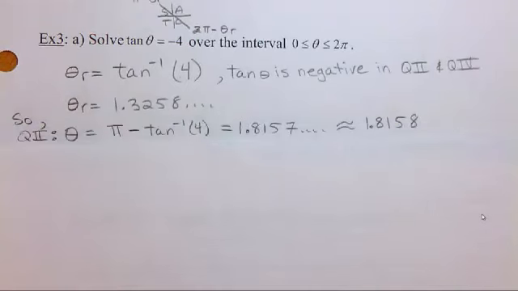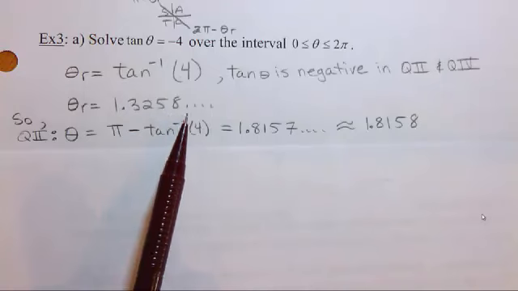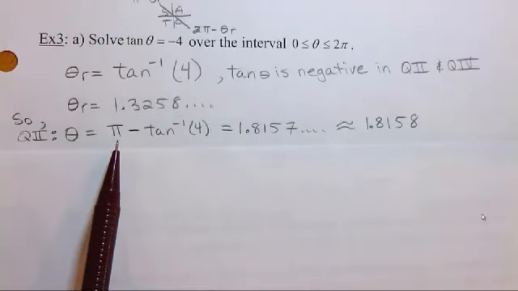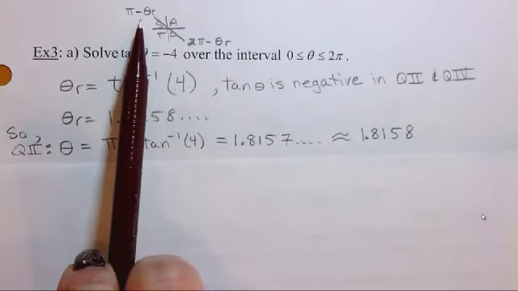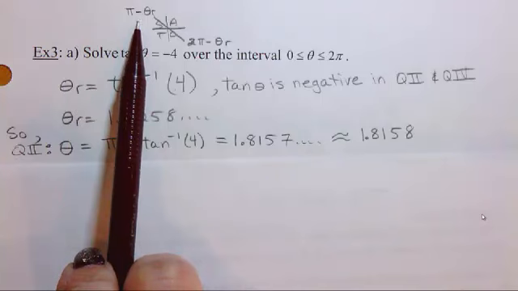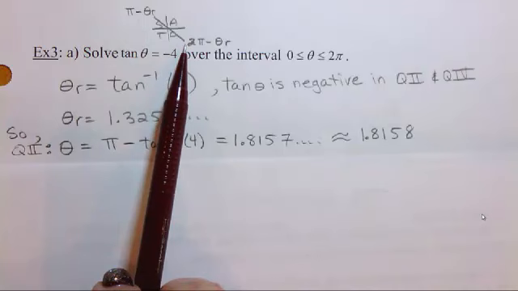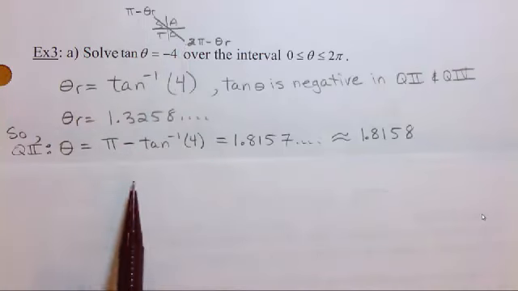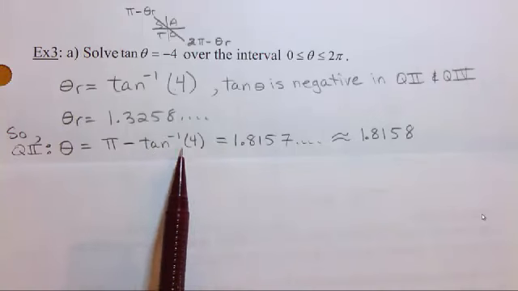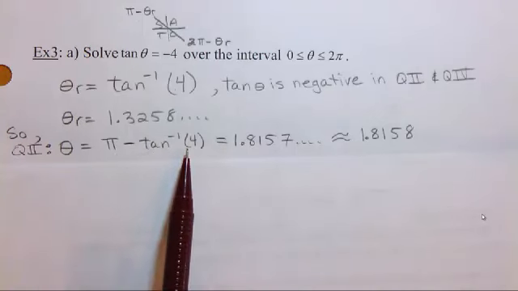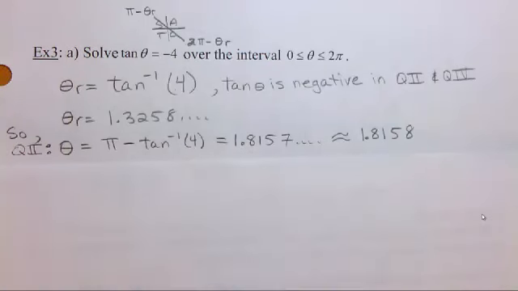Now, I don't want to write that number down and then keep carrying and losing digits when I'm rounding. So what I'm going to do to figure it out in quadrant 2 is, you see right here, I wrote π minus θr. That's going to give me my angle in quadrant 2. And in quadrant 4, it's going to be 2π minus θr. So that's what I'm doing here. And I'm going to leave this tan inverse 4 and do all of this in my calculator at once. And that way I'm not going to end up with any rounding errors. I can round my final answer at the end.